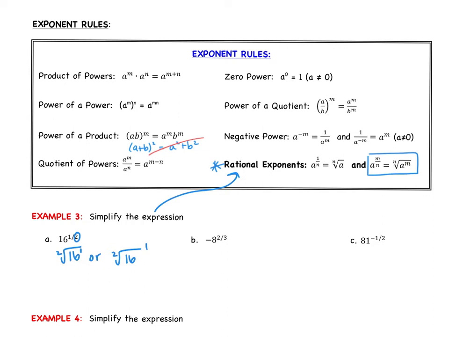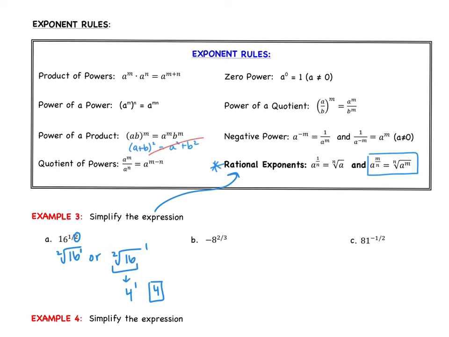So this is saying take the second root of 16. The second root of 16 is a square root. So the square root of 16, this part right here, is just 4. Raising it to the first power gives us 4 again. Okay, example B, we're going to approach it in a similar manner.